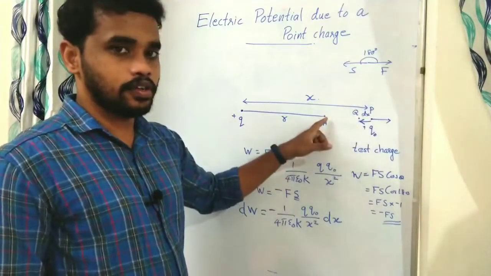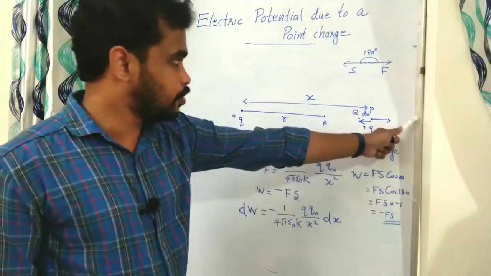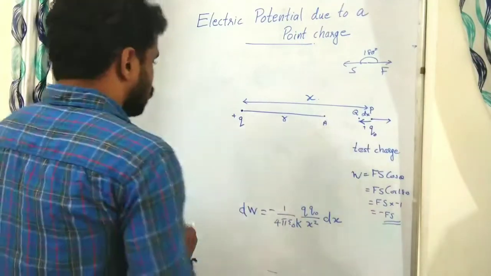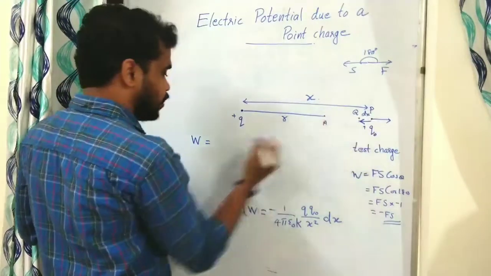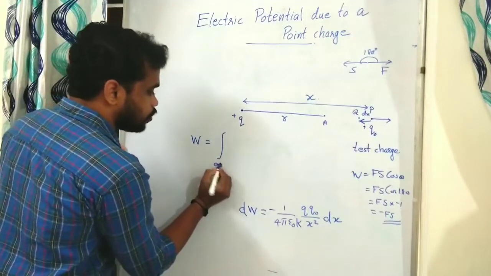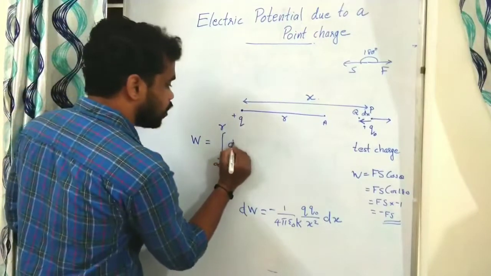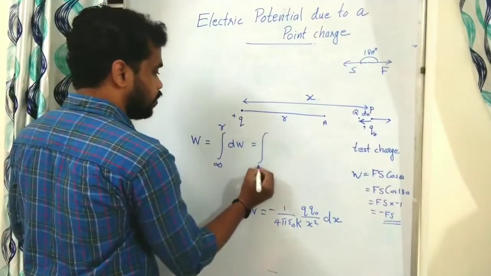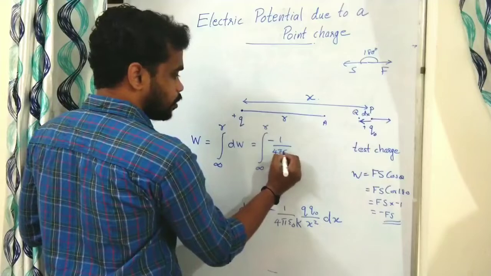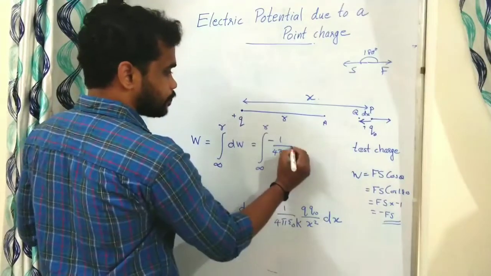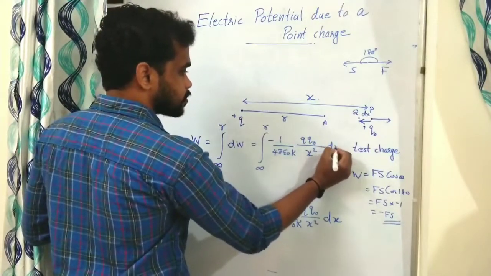I have to find the work done to bring this charge from infinity to this point. Therefore, I have to integrate this work from infinity to this distance. This distance is r. Therefore, the total work done to bring the charge q0 from infinity to the point A is the integral from infinity to r of dW, equal to the integral from infinity to r of minus 1 by 4 pi epsilon 0 k q0 divided by x square dx.